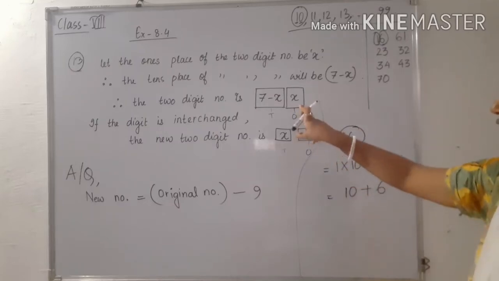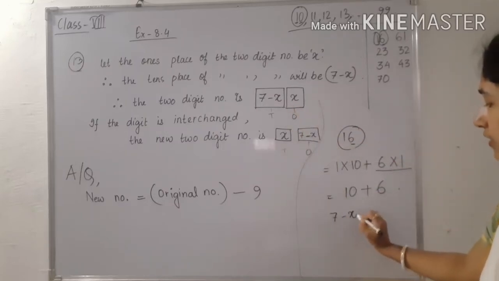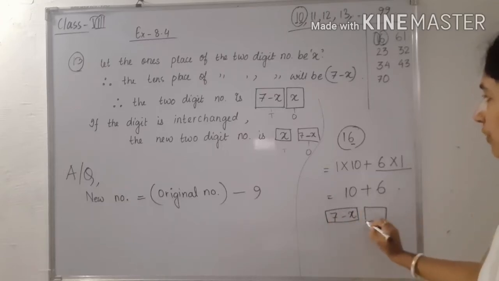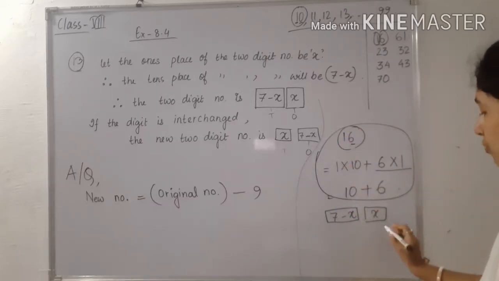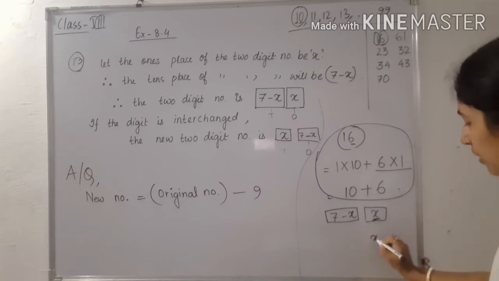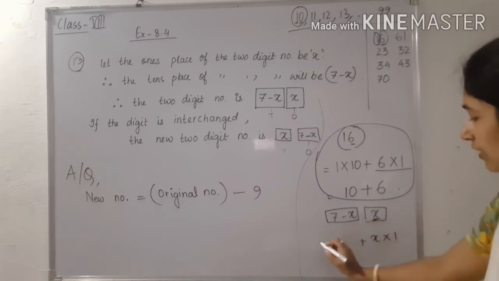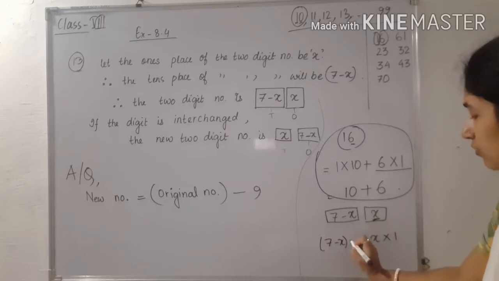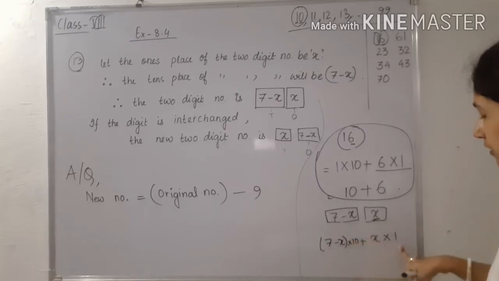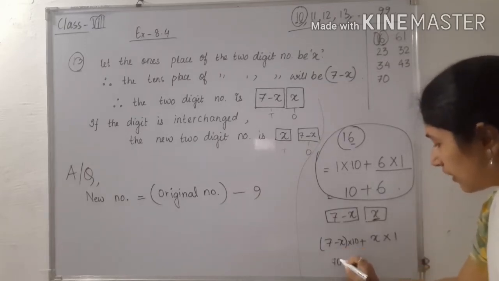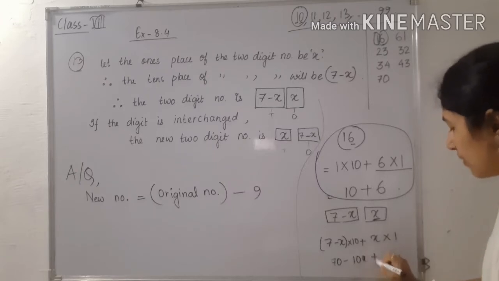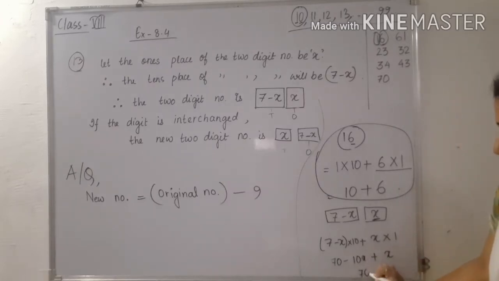Similarly, like 16, if I write 7 minus x as my tens place, and in the ones place I have x, what do I have to write? In expanded form, if x is in the ones place, I multiply x with 1 and 7 minus x with 10, because this is in the tens place and this is in the ones place. So we can multiply now. 10 sevens will be 70, minus 10x, plus x.